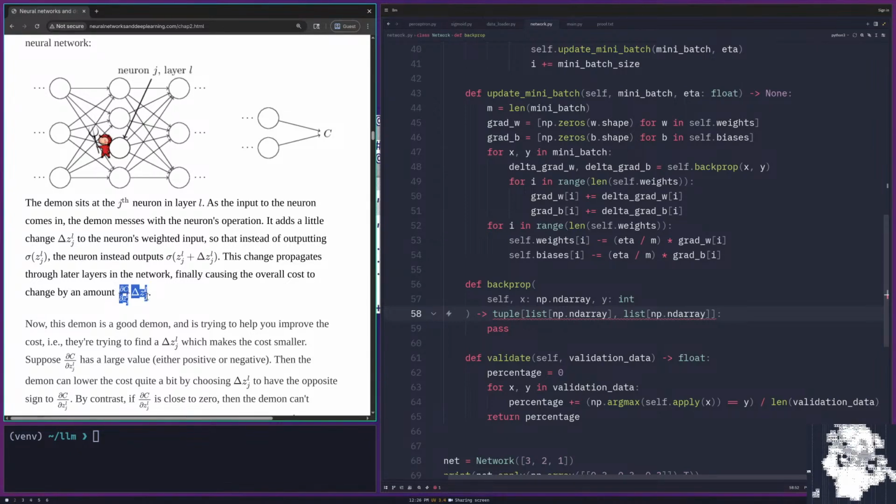The overall cost changes by this because you're taking the slope in the direction of z^l_j times the amount we moved in the direction of z^l_j.